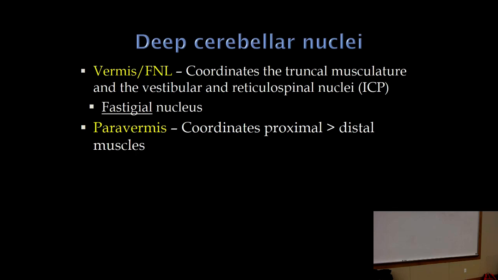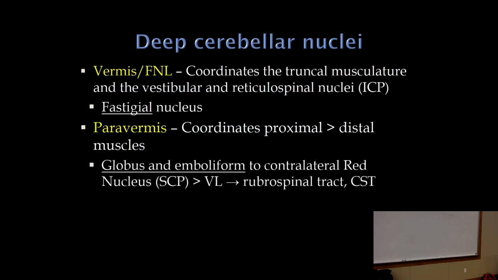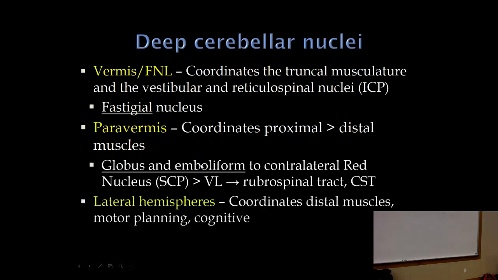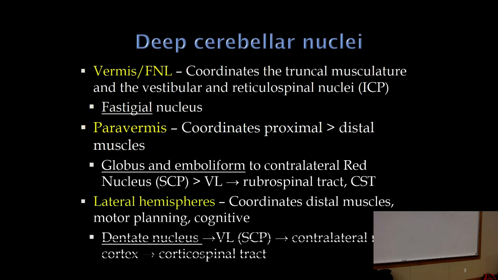Okay, let's say it again now with respect to the deep cerebellar nuclei. So remember the vermis and flocculonodular lobe are important for truncal midline musculature, and so you have to associate that with the fastigial nucleus. Paravermis, more proximal muscles, and so the deep cerebellar nuclei you need to associate with that function are globose and emboliform. The lateral hemispheres, more distal extremities, and so the deep cerebellar nucleus there is the dentate nucleus.